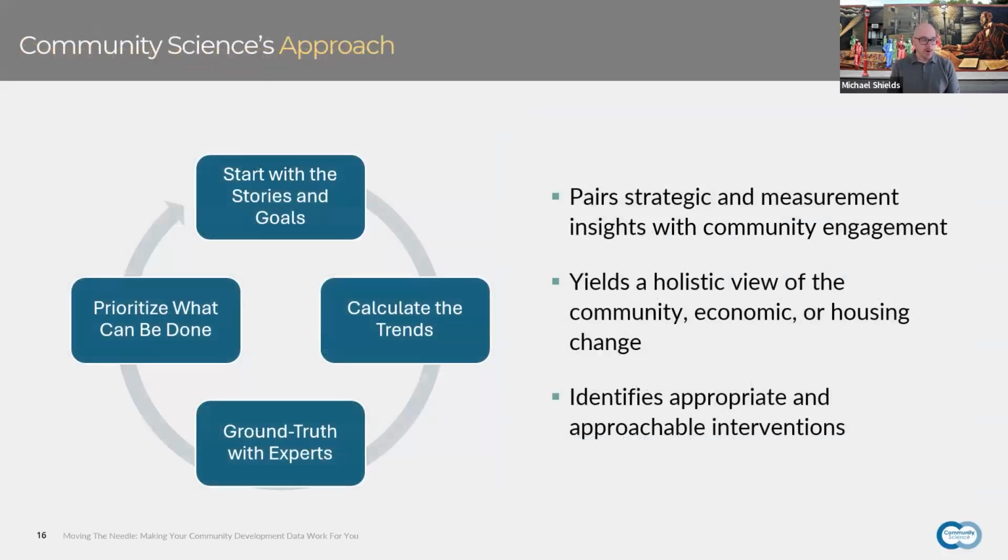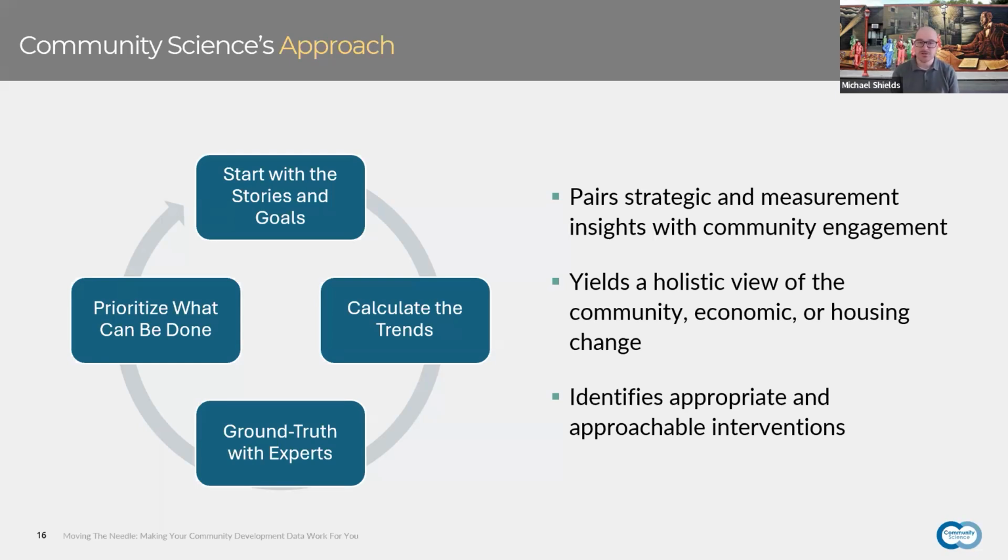So here is our approach to doing the assessments and analyses that we use in our equitable community development practice area. It's a four-step cyclical approach. We start with the stories and goals. We calculate the trends. We then ground truth with experts, and then we prioritize what can be done with our partners. I'll go through these steps one at a time in the rest of this webinar. But overall, we have found that this method allows us to overcome those hurdles and biases that can be seen in those measurement and strategy challenges.